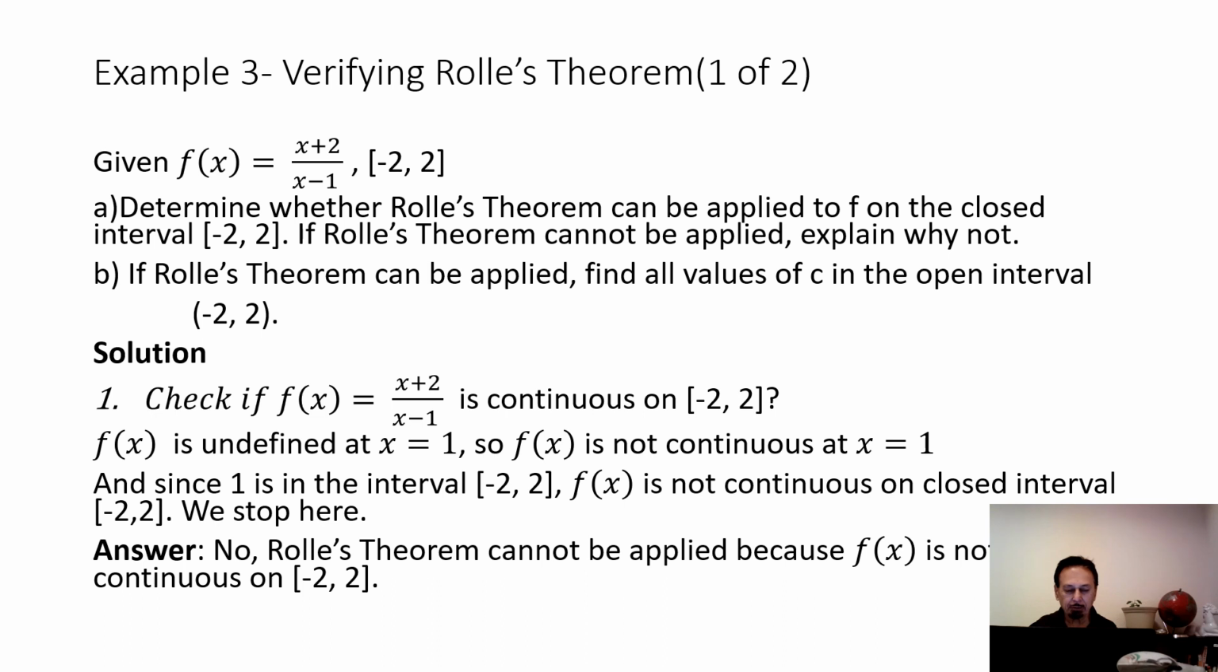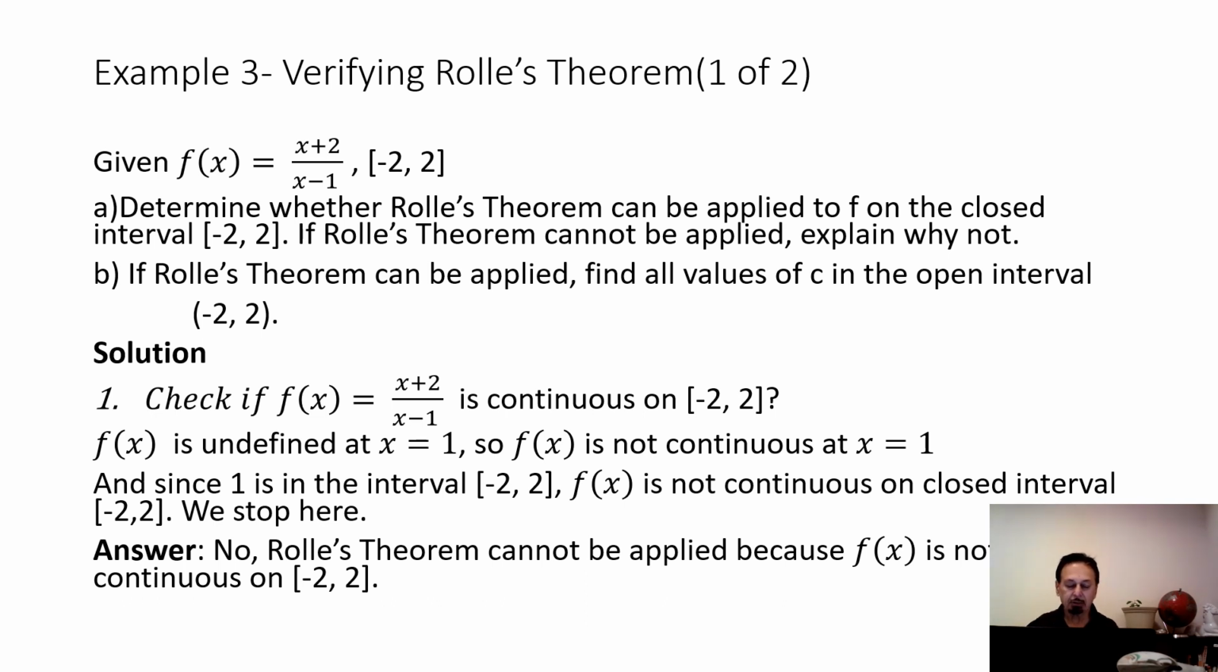So let's start with this function and check if it is continuous. Well, you can see that if I substitute x equals 1 here, the denominator becomes 0. Anything divided by 0 is undefined. So f of x is undefined at x equals 1, and we can say f of x is not continuous at x equals 1. Now we have to check if 1 is in the interval, and it is. So therefore f of x is not continuous on the closed interval negative 2 to 2.